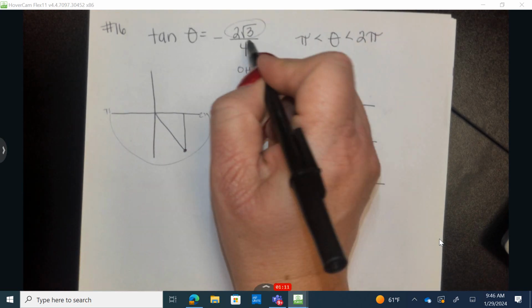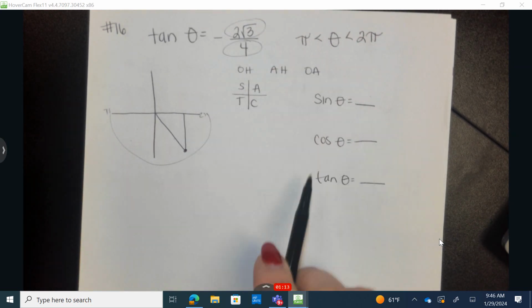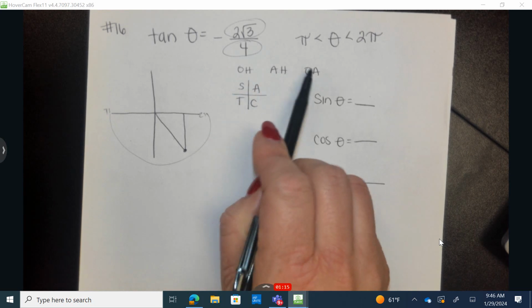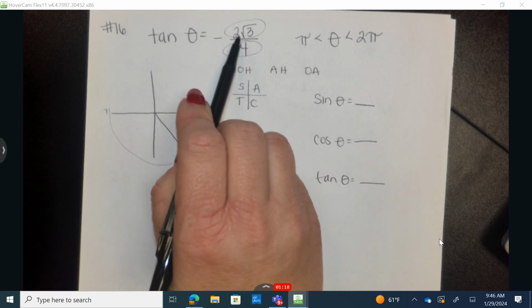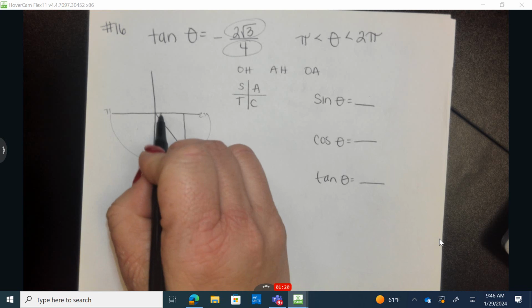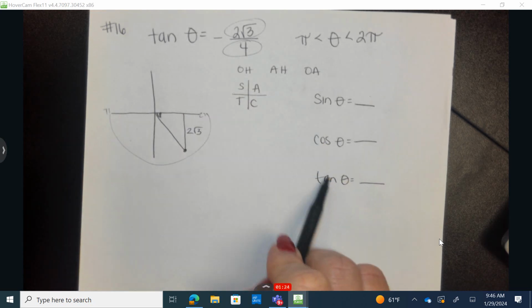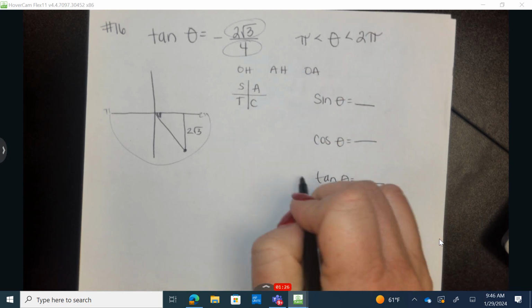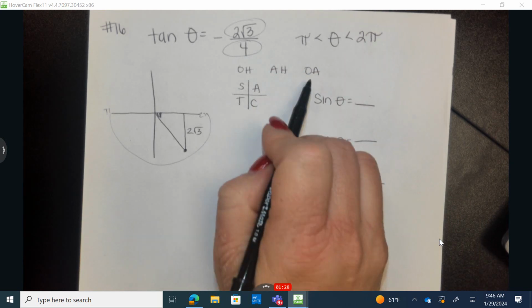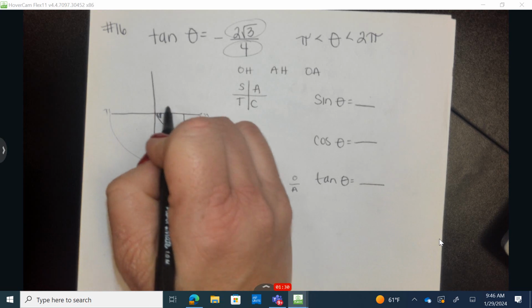Also, I can see that I have a ratio. Remember, tangent, using Oscar had a heap of apples, is opposite. So this is going to be my opposite. So from this angle, opposite is 2 radical 3. And then tangent is opposite over adjacent. So adjacent, which would be this side, is 4.